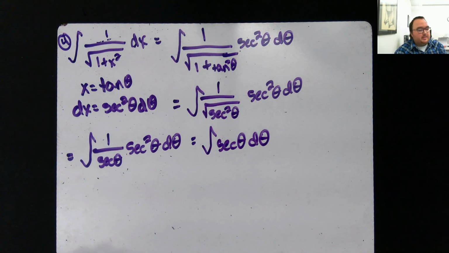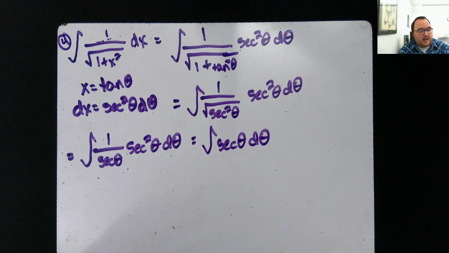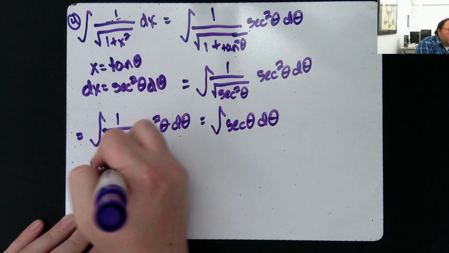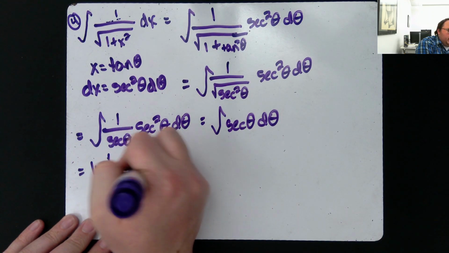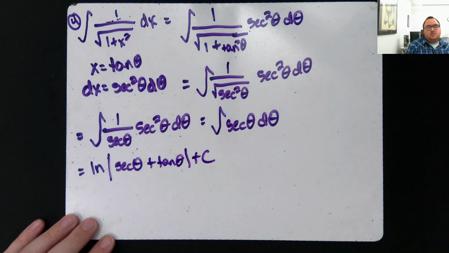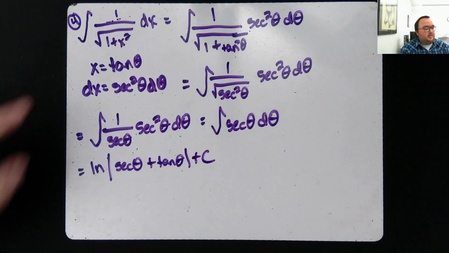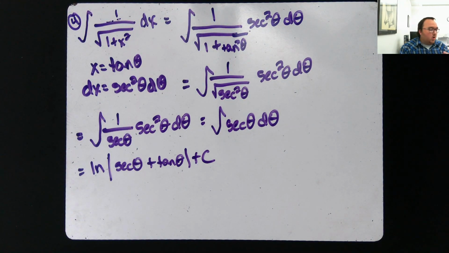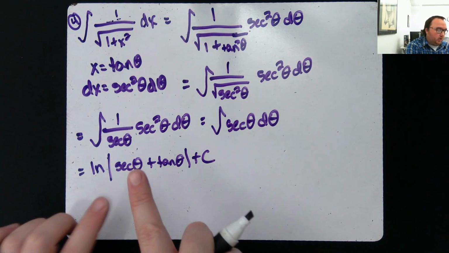And this isn't bad because, as we learned in our last class, the antiderivative of secant is equal to the natural log of the absolute value of secant theta plus tangent theta plus c. But I can't stop just yet because I started with dx, which means I need to end with x. And so we're going to do that.